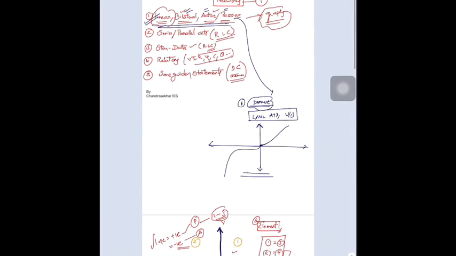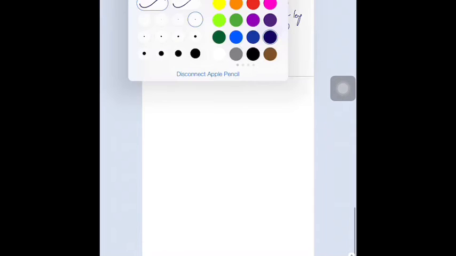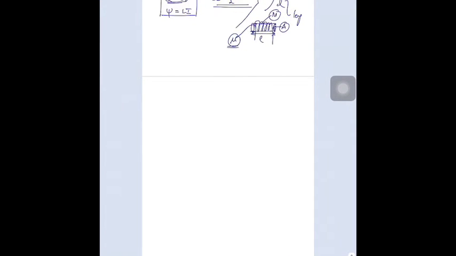Now we will deal with star delta. We all know what star delta is. Right now I am dealing with very basics. Slowly and steadily we will go to the difficult ones.